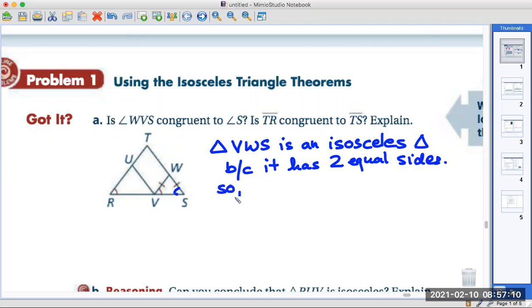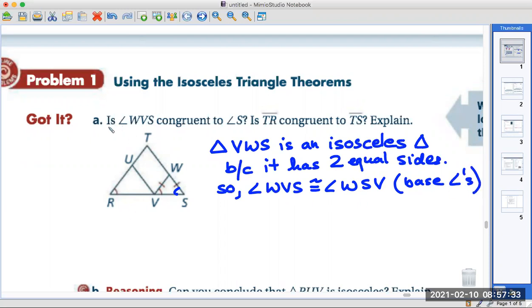So angle WVS must be congruent to angle WSV. Those are the base angles. Now I've written that one out.